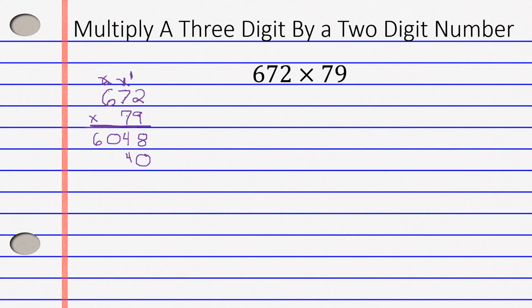7 times 7 is 49. Plus 1 is 50. So I put a 0 and then a 5 up above the 6. And 7 times 6 is 42. Plus 5 is 47.